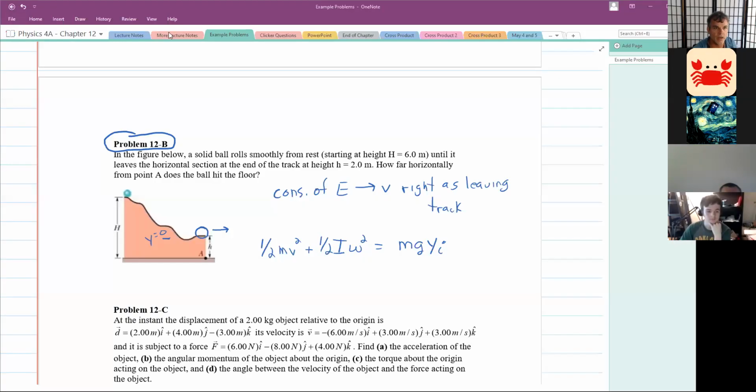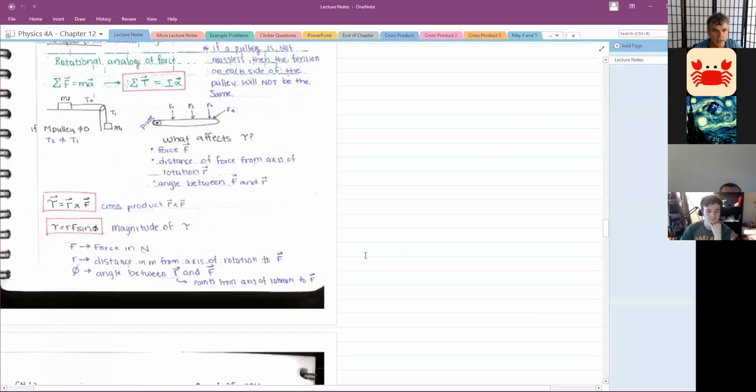Okay, torque. I am just going to give you the equation for torque and talk about it without going through the derivation. The derivation is exactly the same as the derivation in the book, so I'm not going to spend 15 minutes on it. All right, and here we go.